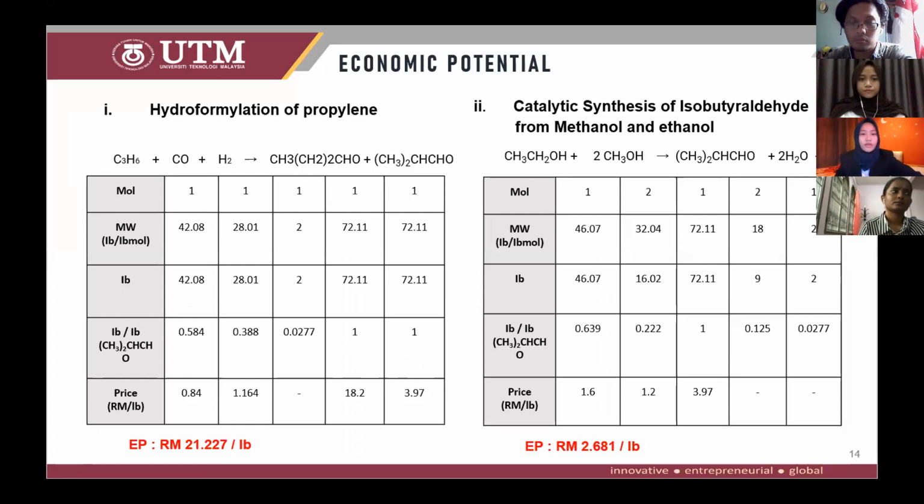Okay, we also have done the economic potential. So for the hydroformylation of propylene, the EP is 21 ringgit and 20 cents per pound. While for the catalytic synthesis of isobutylaldehyde, the EP is 2 ringgit and 68 cents per pound. While for the third, next.